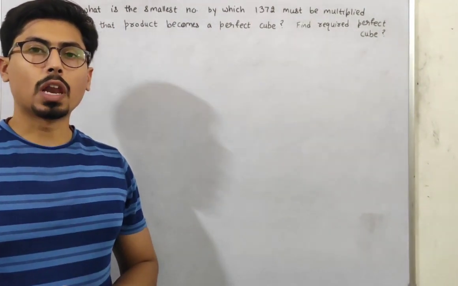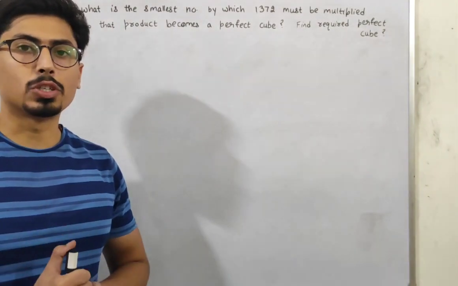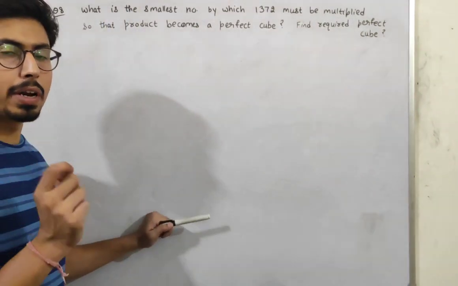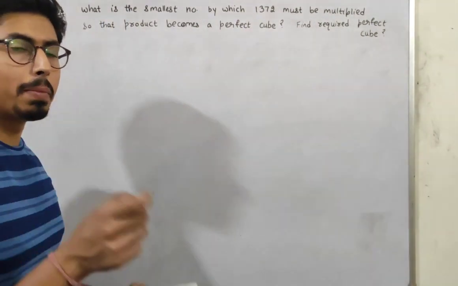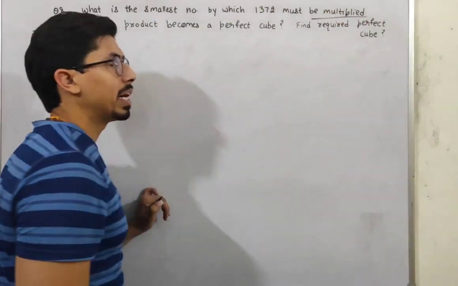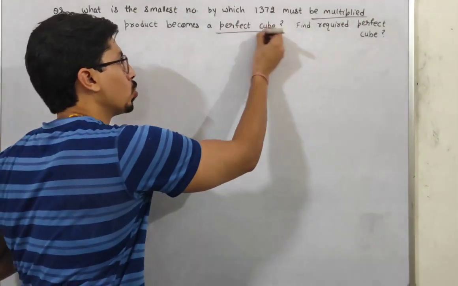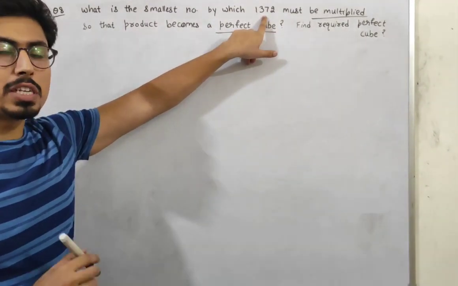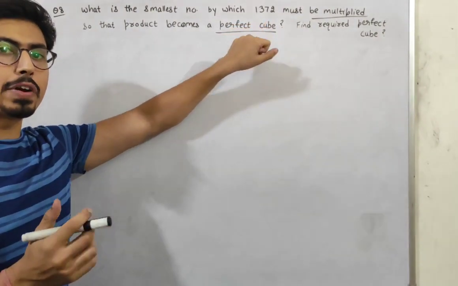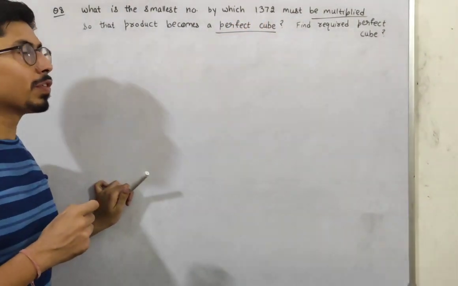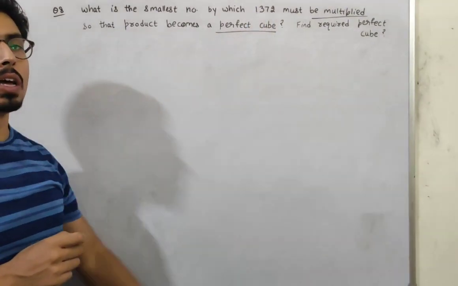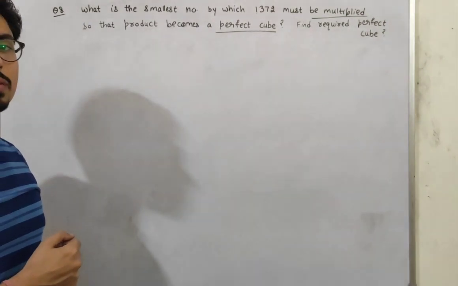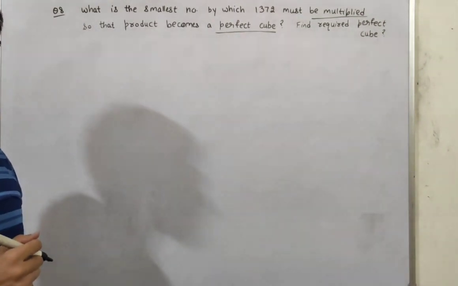Now moving forward to our last part of our assignment, students. That is question number 8. See, what is the smallest number by which 1372 must be multiplied so that the product becomes a perfect cube? Okay. So first of all, we just split this number by using prime factors. I just factorize this 1372 by using the prime factorization method.